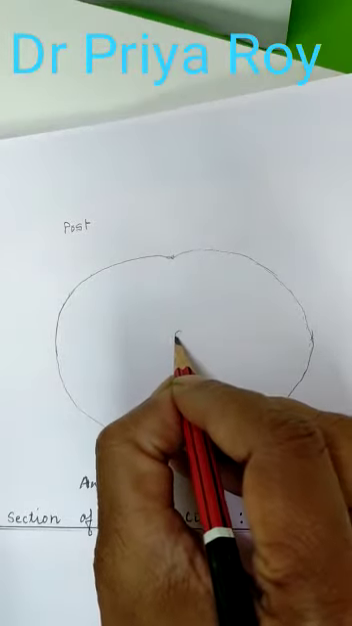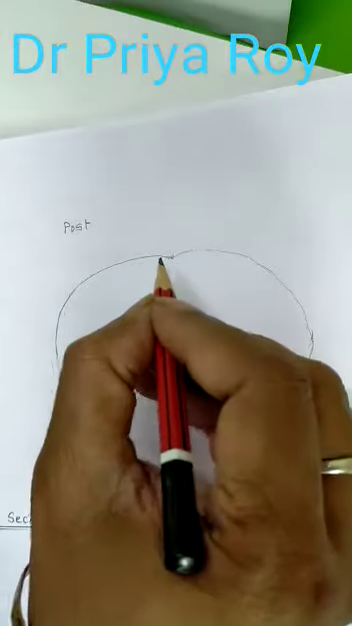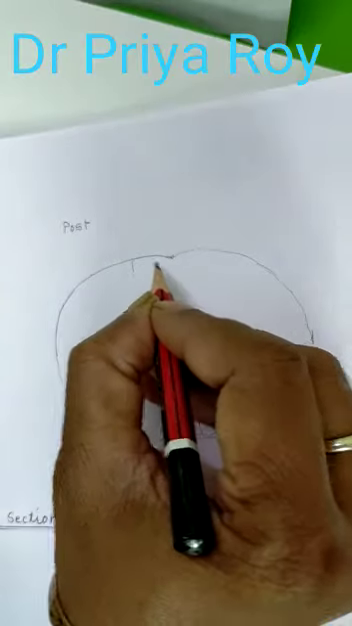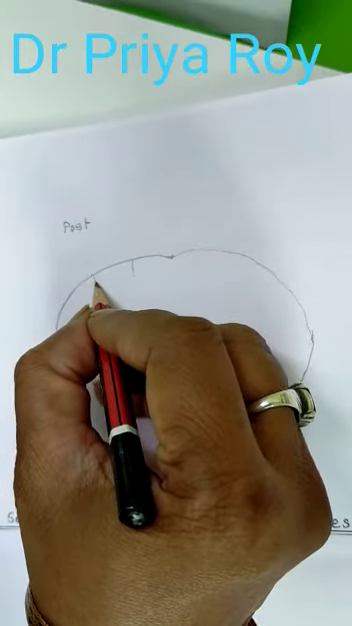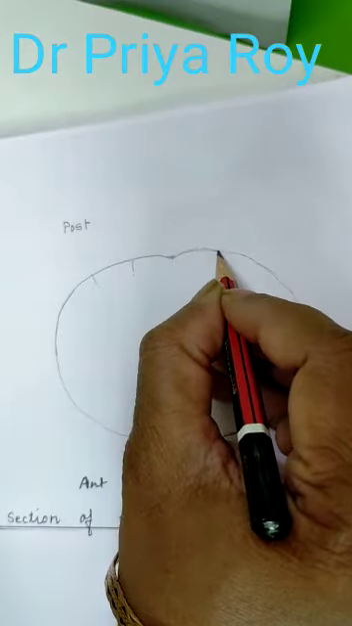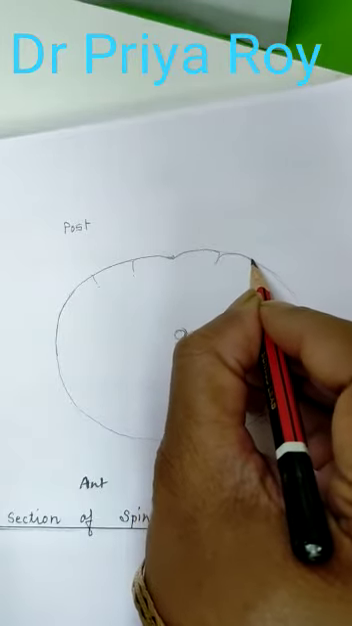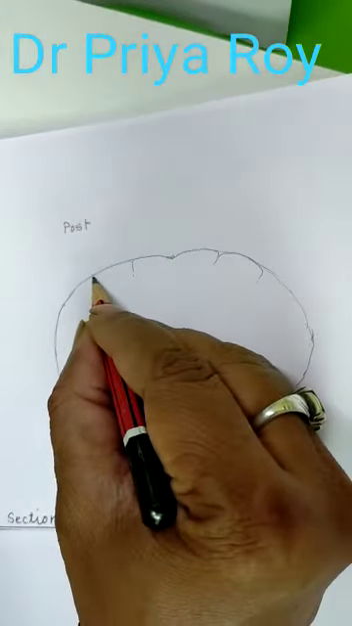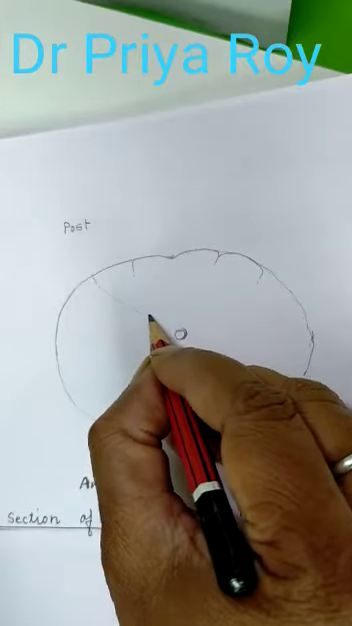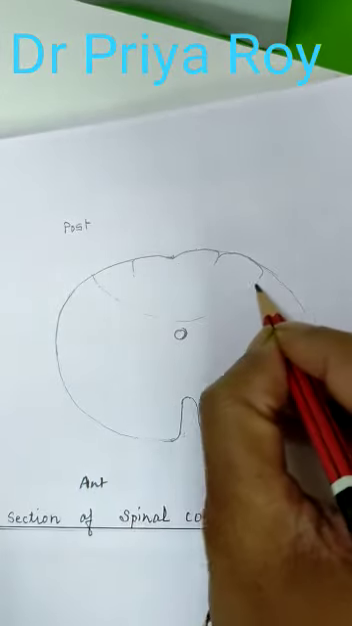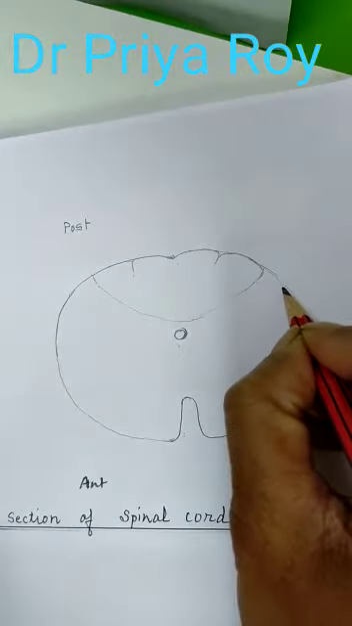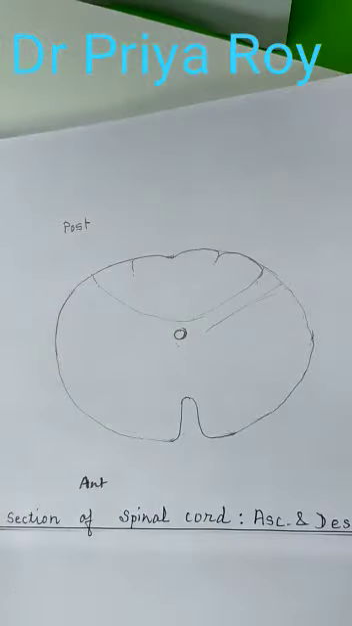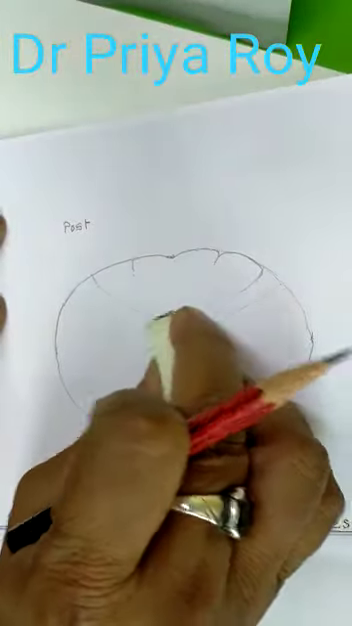Now the central canal. On the posterior side, as you all know, two main tracts are there, so I will put just 1 centimeter on both sides and make it symmetrical. Now in the center I will draw the gray matter by joining these two lines. This is the posterior side, and in the center you can make a central canal a bit below.